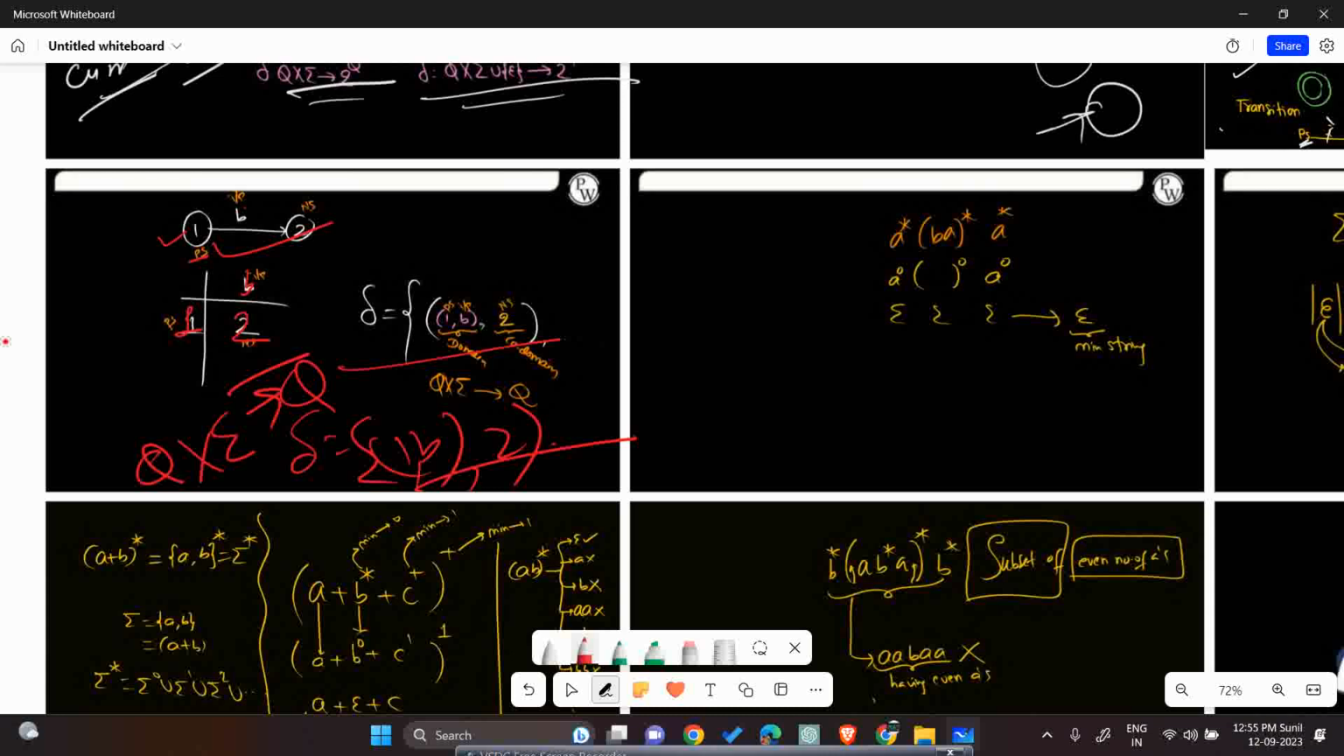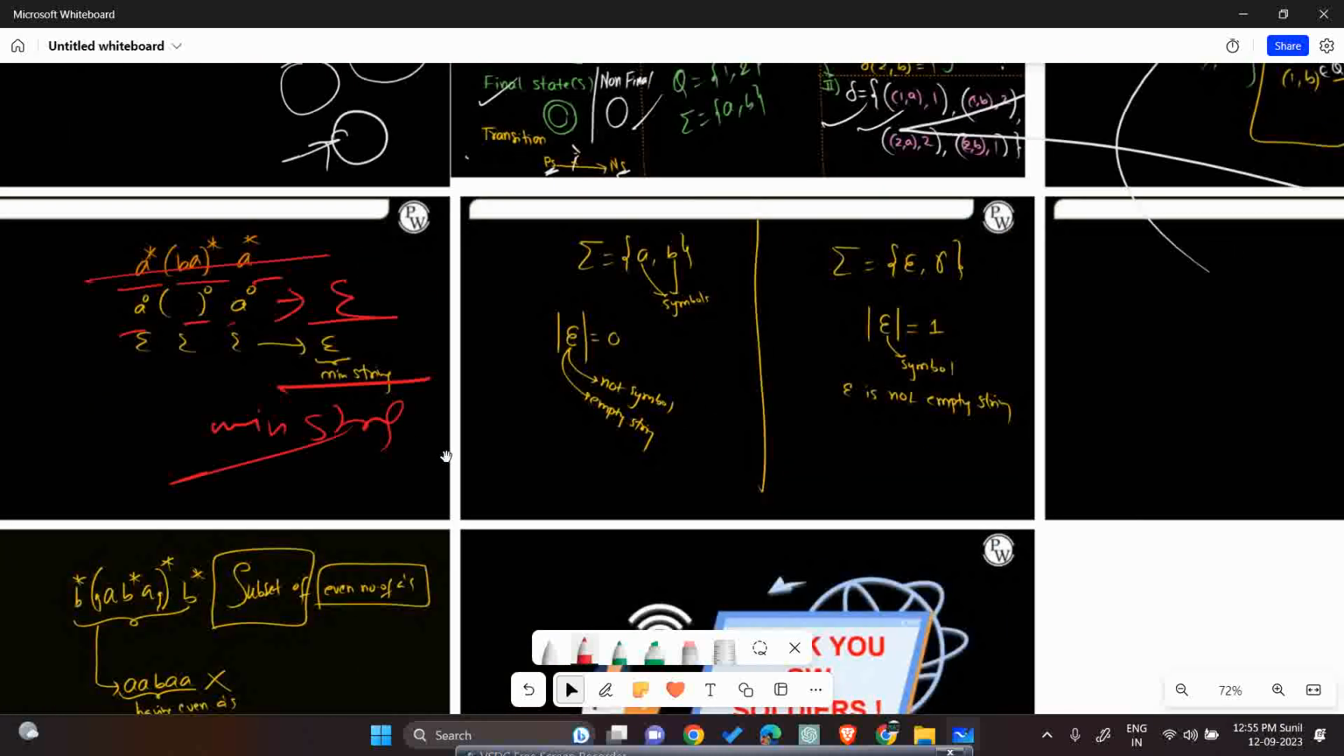Let's say for this, when the input is A, then it will be only A. A star B, A star, A star A0. This is epsilon, right? The minimum string it can generate. This is the regular expression.